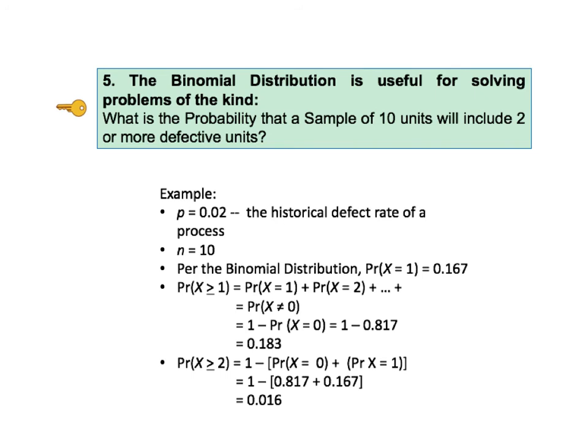But what if we found 2 defective units? The probability of 1 is 0.167, so the probability of 2 or more defective units is 1 minus the quantity probability of 0 plus probability of 1, and that turns out to be 0.016, or 1.6%. So 2 defective units in a sample of 10 should be relatively rare, and it might cause us to investigate further into whether our process is still operating within the historical defect rate.